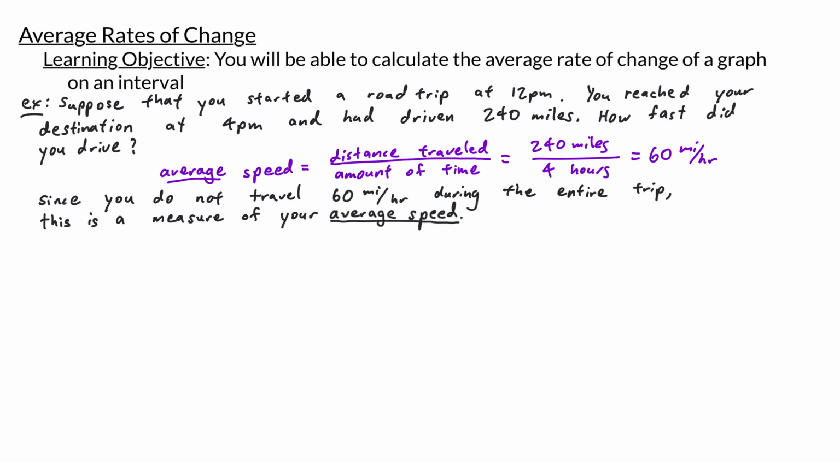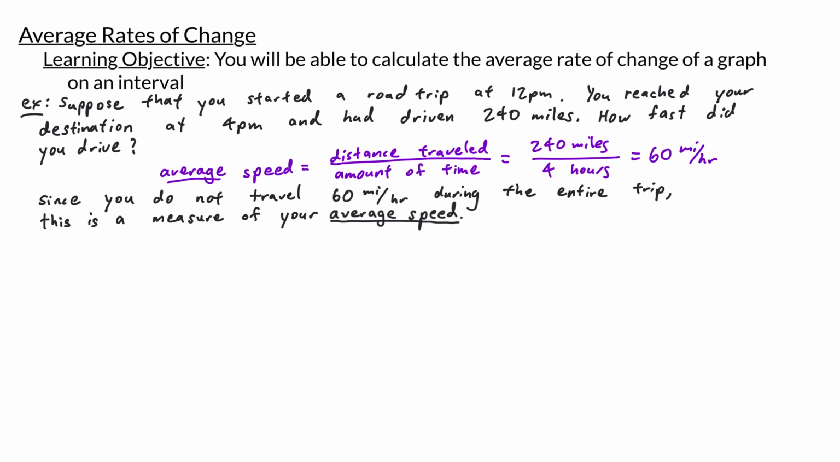While you were driving, you could determine your instantaneous speed by looking at your speedometer. At any given moment in time, you may be going 60 miles per hour, but you may be going faster or maybe slower. One thing to remember is that when we find average speeds, we're looking at how fast we're going on average over a span of time. But when we find instantaneous speeds, we're looking at how fast we're going at a specific moment in time.